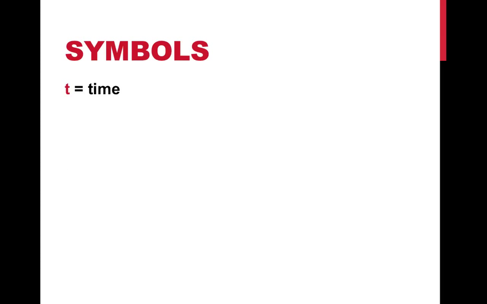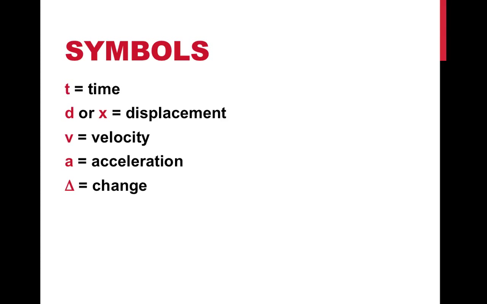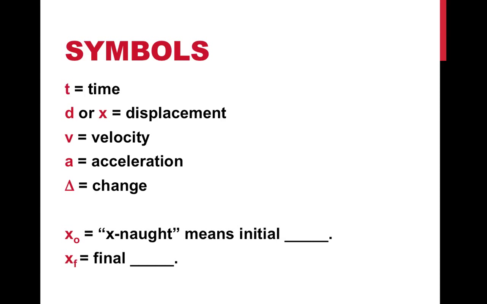Again, just to review some of the symbols that we will use, t will be for time, d or x is for displacement, v will be used for velocity, a for acceleration, and the delta symbol will be for change. Now we are going to introduce two new concepts. Instead of calling things v1 and v2 like we did earlier in class, we will use v naught, which has a little zero at the bottom, or x f for final. So if I were to read this, I would say x naught, and that means the initial displacement. So instead of using 1 and 2, you will often see naught and f for the initial and final results.